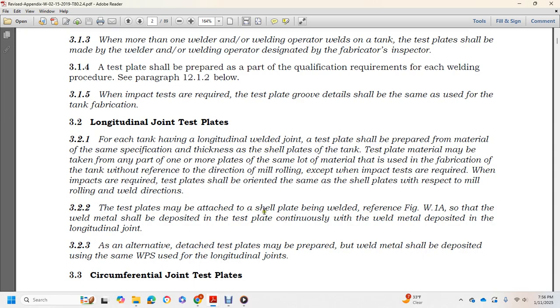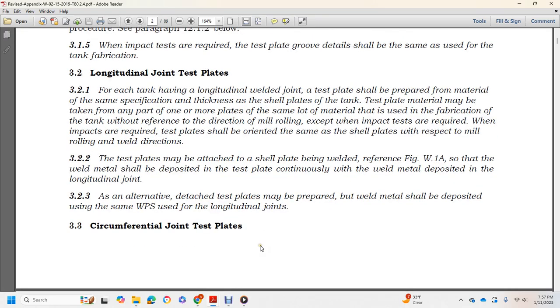Test plates may be attached to the shell plate being welded, reference figure W1A, so that the weld should be deposited in the test plate continuously with the weld deposited in the longitudinal joint. As an alternative, detached test plates may be prepared, but weld metal should be deposited using the same welding performance specification used for longitudinal joints.